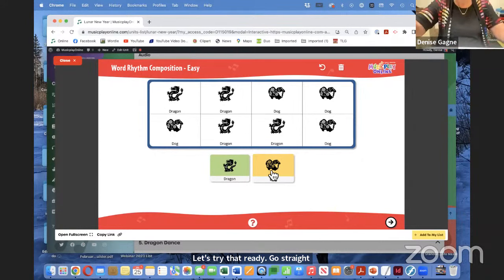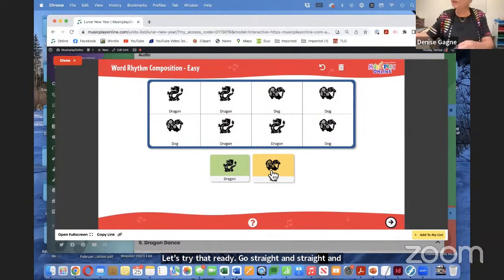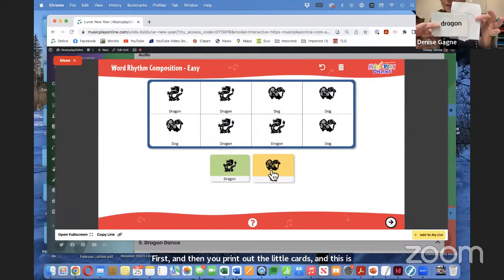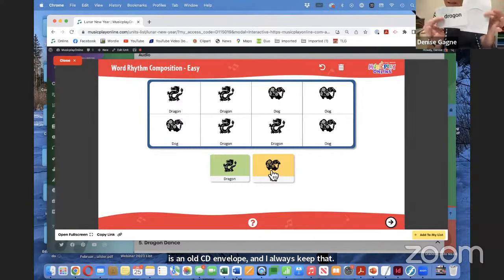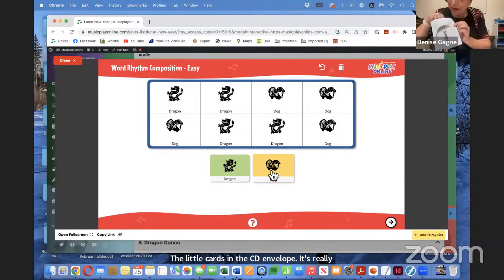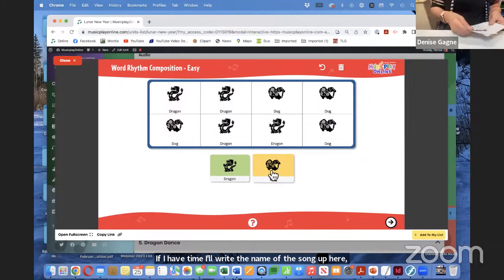So do it as a class first, and then you print out the little cards. And this is an old CD envelope, and I always keep the little cards in the CD envelope. It's really inexpensive, and it's easy because once it's in there, I can see what it is. If I have time, I'll write the name of the song up here so I have a record of it. But now the kids in small groups can make their own patterns. I should do it this way so you can actually read it. Dragon, dragon, dragon.